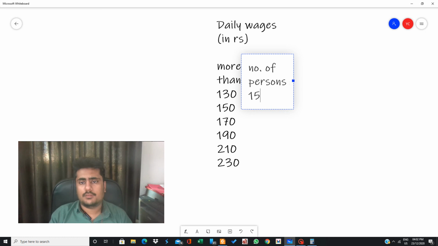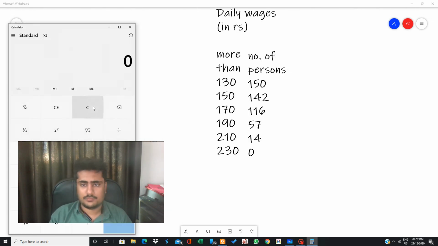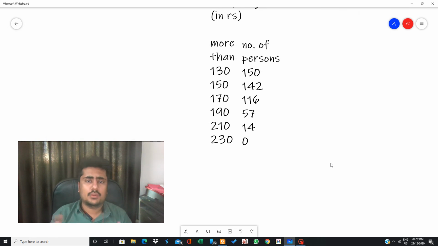150, 142, 116, 57, 14 and 0. No need to do the total of this. Okay. Now this is more than frequency. That means the data is in the cumulative form.